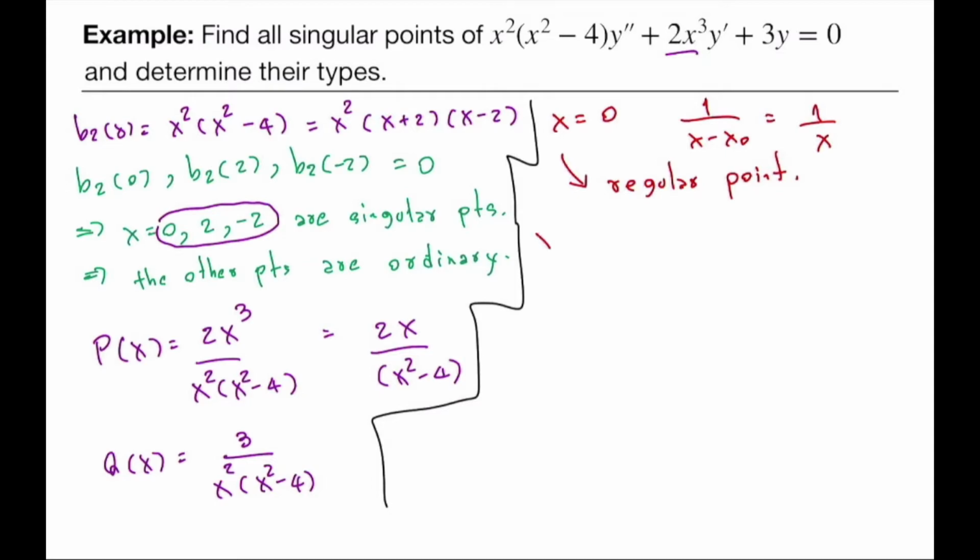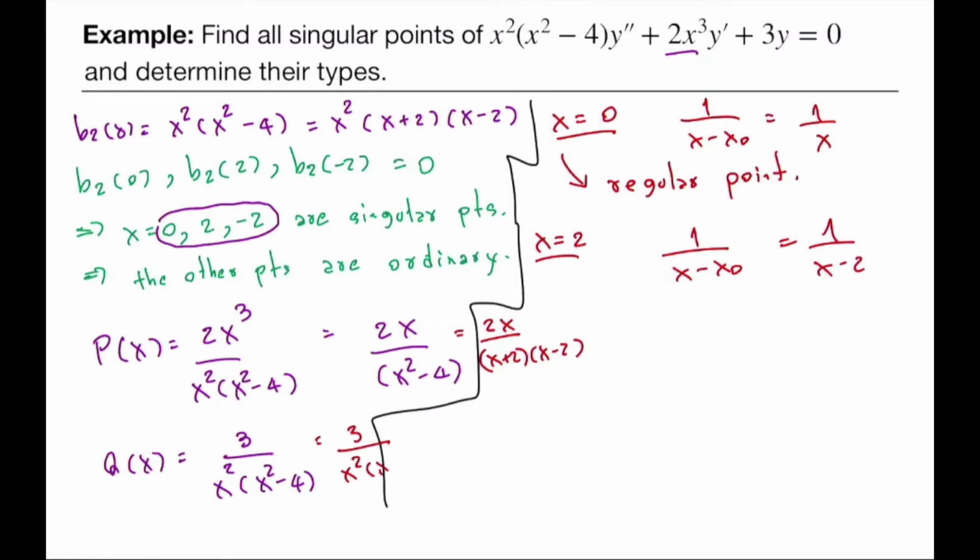Okay, the next point would be x equals 2. So 1 over x minus x0 would be 1 over x minus 2. This guy is actually 2x over x plus 2 and x minus 2. And this is 3 over x squared, x plus 2 and x minus 2.